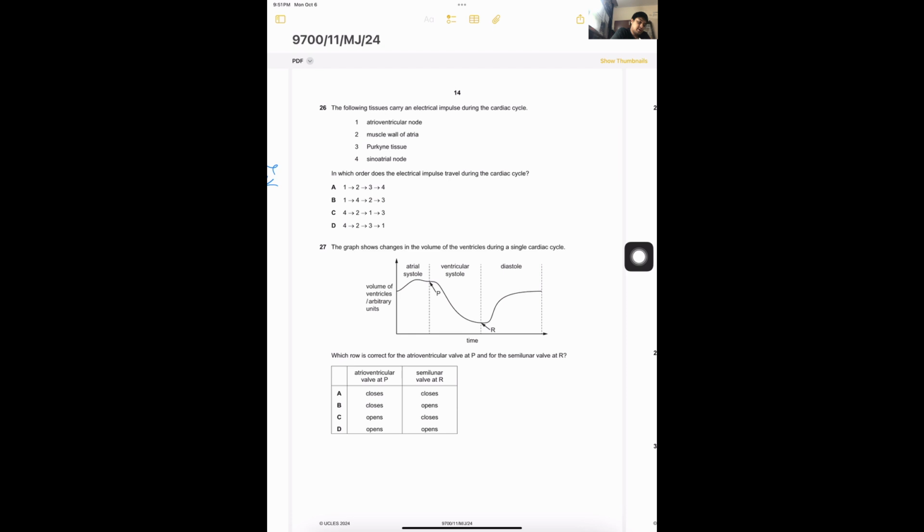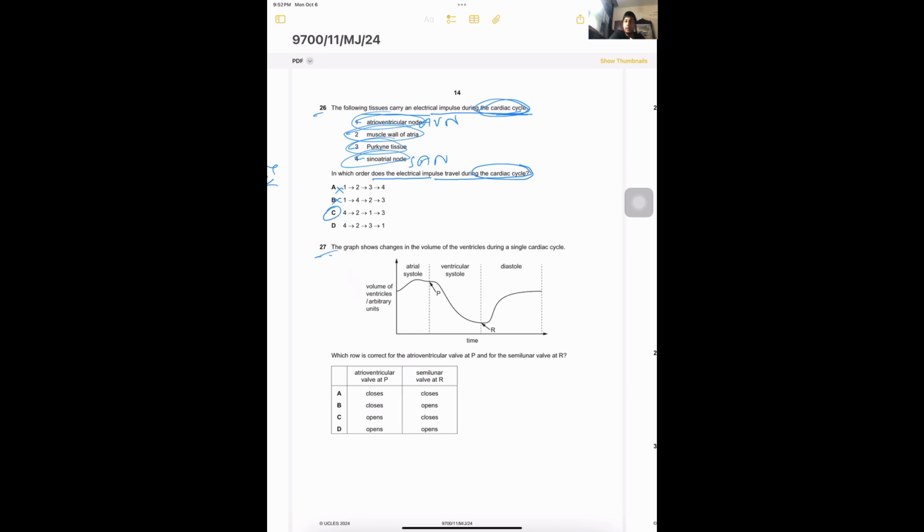Question number 26. The following tissues carry an electrical impulse during the cardiac cycle. In which order does the electrical impulse travel during the cardiac cycle? First, the sinoatrial node, SAN, produces a starting mechanism, and the waves that are produced are spread throughout the atria. So after starting with the SAN, it should go to the walls of the atrium, and then it will travel to the AVN, the atrioventricular node, and then be carried to the ventricles via the Purkyne tissue. So I would suggest the answer is C.